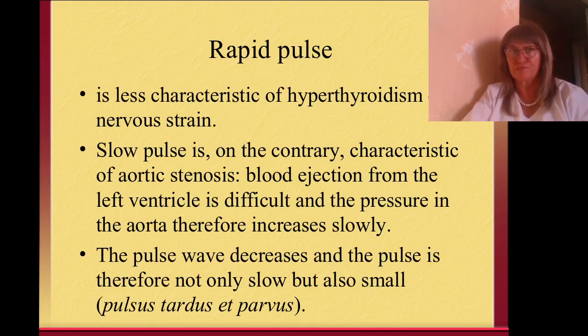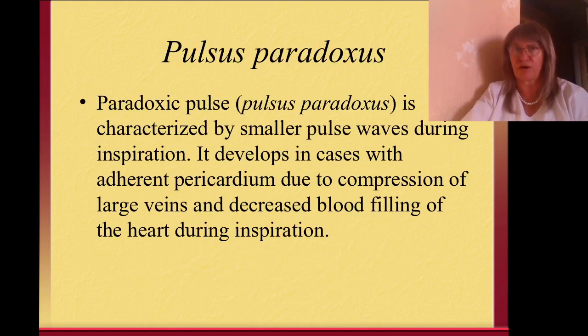Rapid pulse is less characteristic of hyperthyroidism or nervous strain. Slow pulse is, on the contrary, characteristic of aortic stenosis. Blood ejection from the left ventricle is difficult and the pressure in the aorta therefore increases slowly. The pulse amplitude may decrease, and the pulse is therefore not only slow but also small, pulsus tardus et parvus.